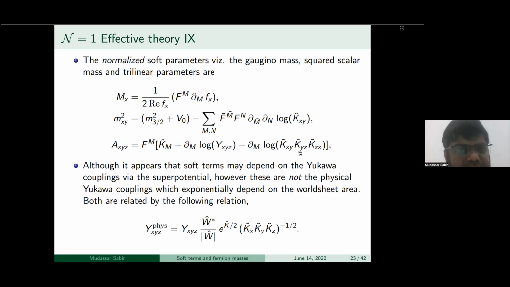The normalized soft parameters, namely the Gaugino mass, squared scalar mass, and trilinear parameters are given by the following formulas. Although it appears that soft terms may depend on the Yukawa couplings through the superpotential, however, they are not the physical Yukawa couplings, which exponentially depend on the worldsheet area. Both are related by the following relation.